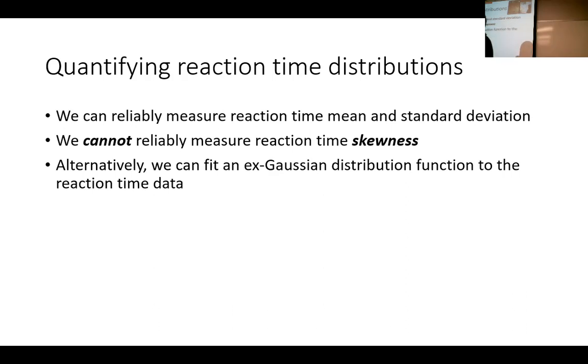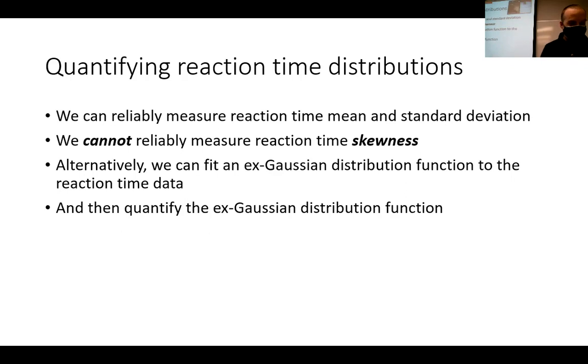So what we're going to do instead is a distribution analysis where we say, what is the shape that we have? Reaction time is well described by an ex-Gaussian distribution. We'll see that next. Then we ask what the parameters of the ex-Gaussian distribution are, and we can describe it with three variables. So it's a bit of a workaround to get past this problem with measuring skewness, which we can't do reliably with our type of data.